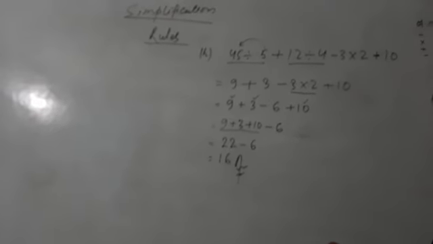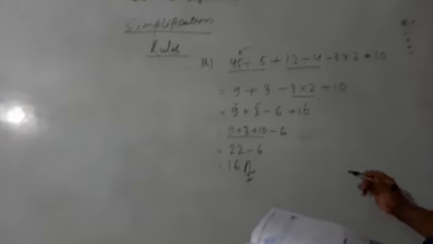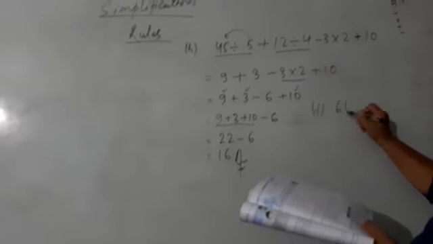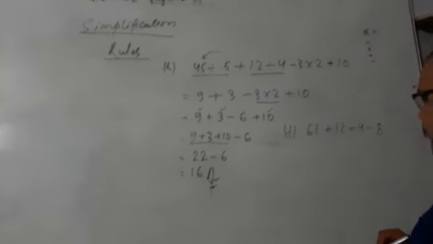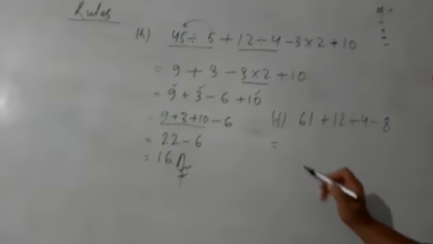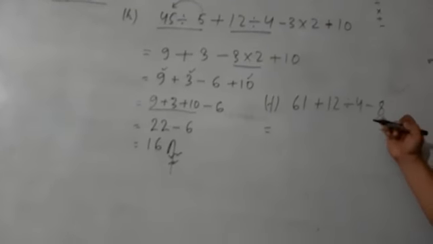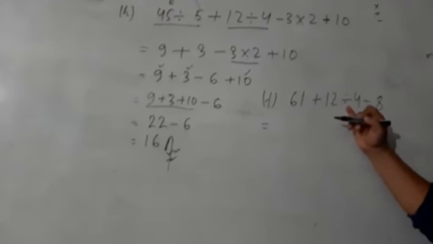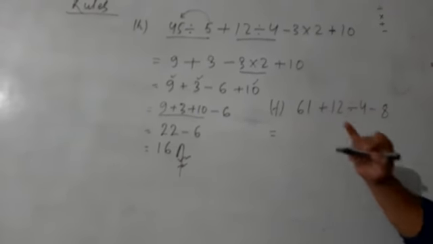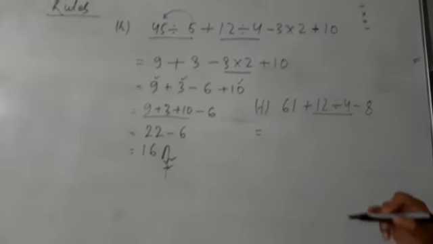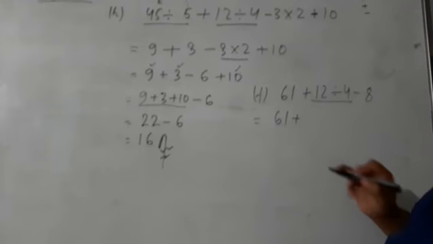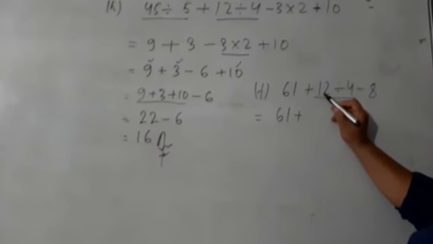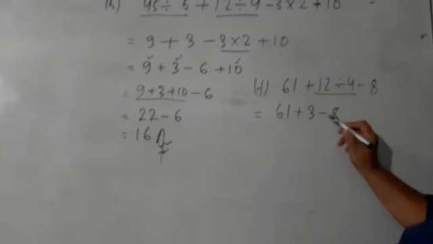One of the last questions I teach you, F number: 61 plus 12 divided by 4 minus 8. So here, 8 is a subtraction, 4 has a divide sign, 12 is a plus and 61 is a plus. The divide sign appears, so we do divide. 4 divides 12 how many times? 61 is written down as it is, the plus sign is written down as it is, 4 divides 12, 3 times, minus 8.